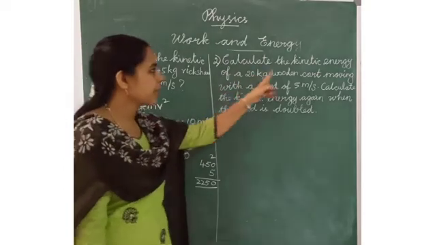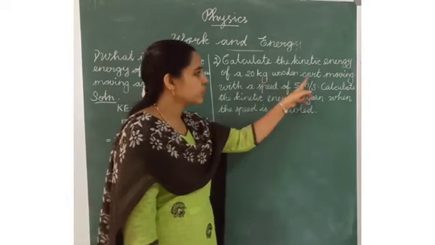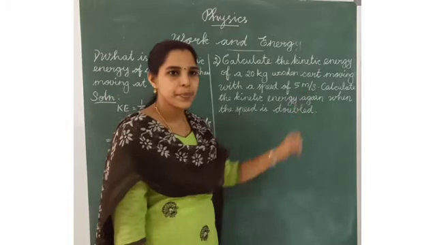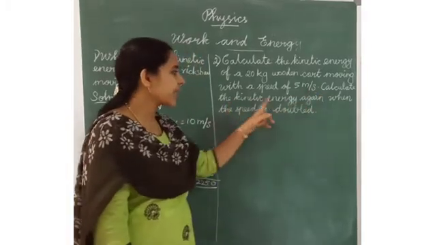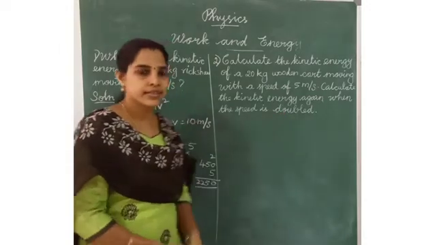Next problem. Calculate the kinetic energy of a 20 kilogram wooden cart moving with a speed of 5 meter per second. Calculate the kinetic energy again when the speed is doubled. Listen here.